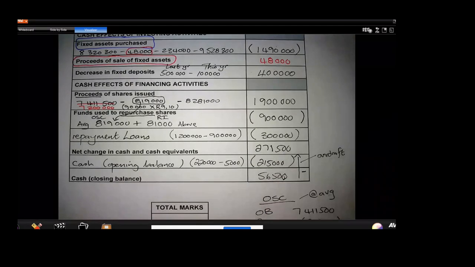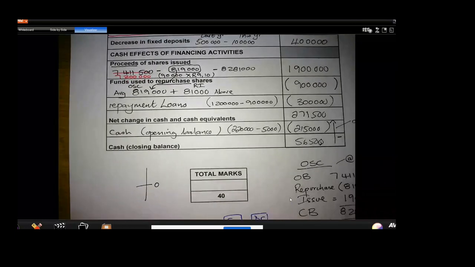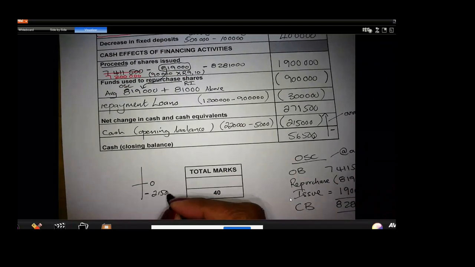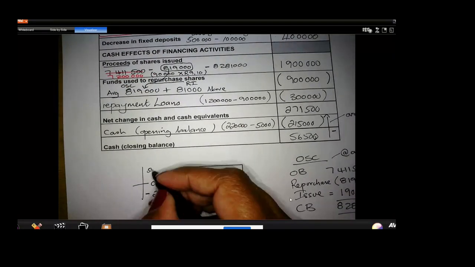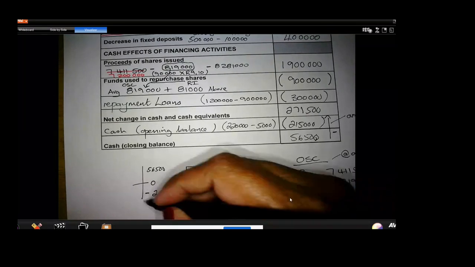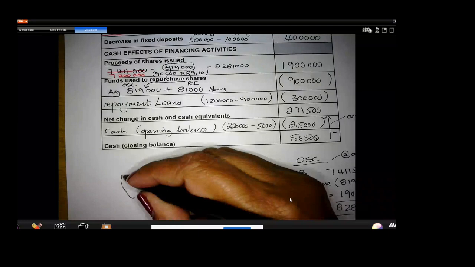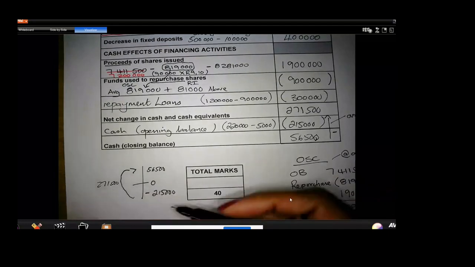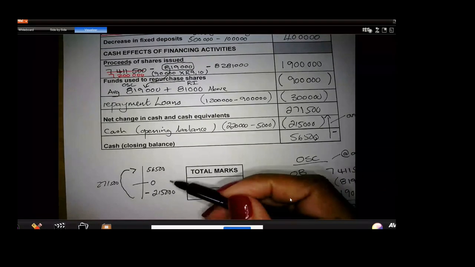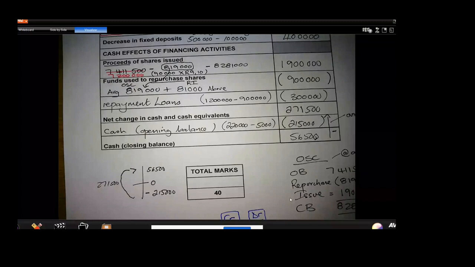How do I explain that? There's my note. Last year, I had an overdraft of 215,000. Now I have money in the bank of 56,500. So what happened was money came into my bank of 271,500 to get me from a negative into a positive. And that was a mouthful.